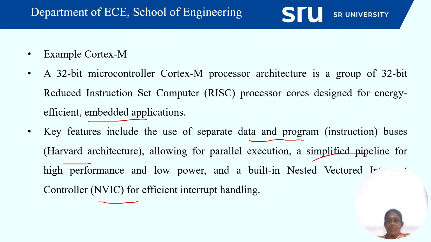So that means if an interrupt occurs, definitely the flow of instruction will be disturbed. So at that time, corresponding to the interrupt, the controller will move to the specific address location. So the NVIC is monitoring the CPU whether it is moving to the subroutine address correctly or not.